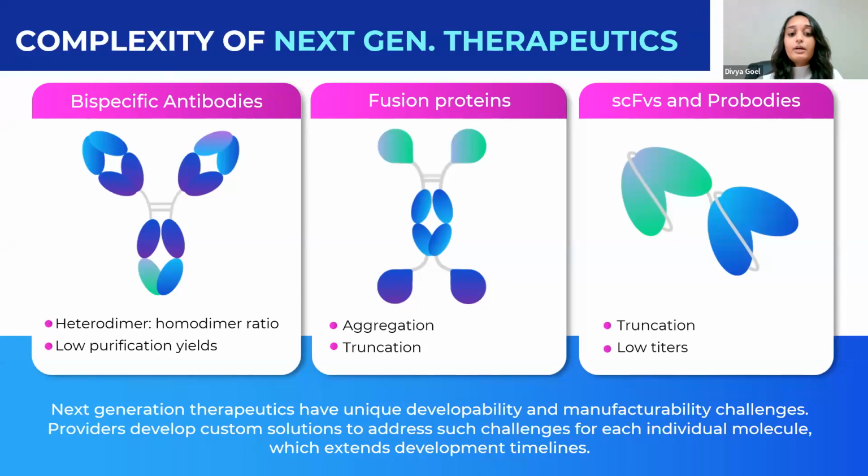And so these individual molecules are obviously a lot more potent. They're significantly engineered. And while they are clinically more beneficial, they do come with their own unique developability and manufacturability challenges. So for example, with bispecific antibodies, the challenge is always to optimize the expression of the heterodimer variant as opposed to the homodimer that is secreted by the cells. And if that ratio is not optimal, then we observe low yields in the downstream purification. With certain types of fusion proteins, we observe issues such as truncation and aggregation. And with molecules like scFvs and probodies, we have also observed issues with truncation and low titers.